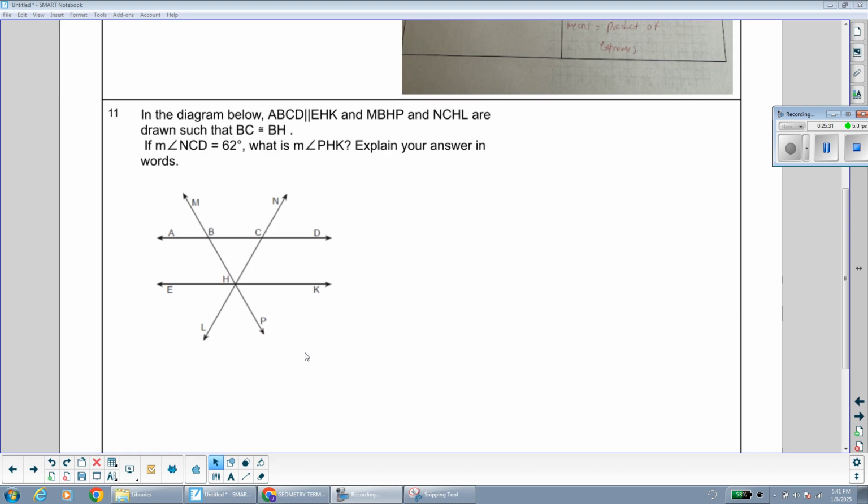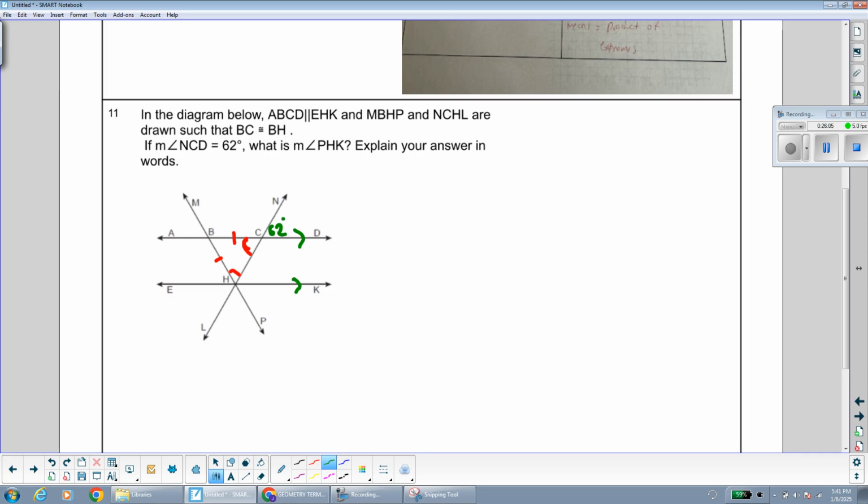Over here, we are told that BC is congruent to BH. Here's BC, here's BH. So what we have here is an isosceles triangle, which means the opposite angles are congruent. That's the base angle theorem: if a triangle has two equal sides, the angles opposite those sides are also equal to each other. We're also told that these are parallel to each other, very important. So angle NCD is 62 degrees.